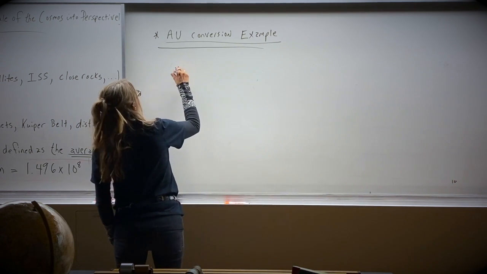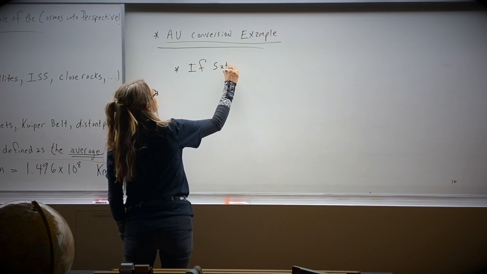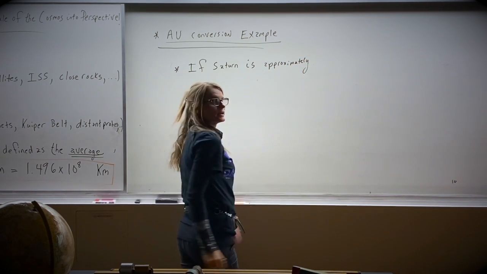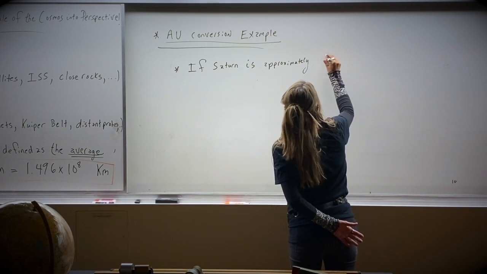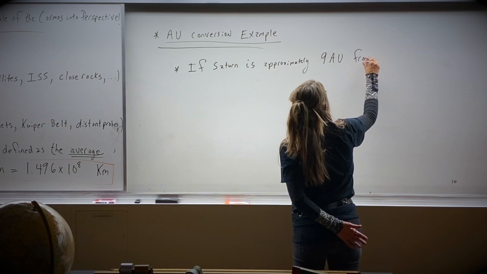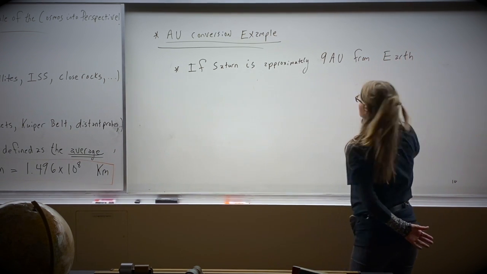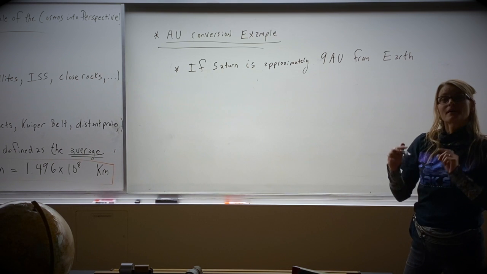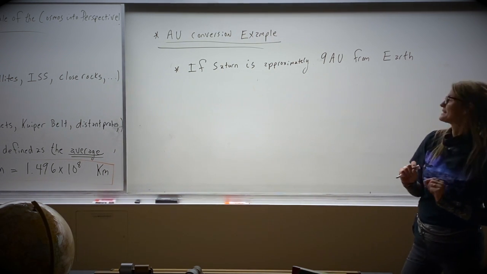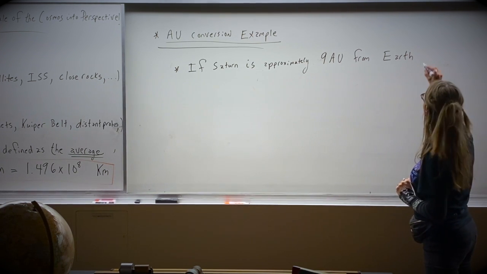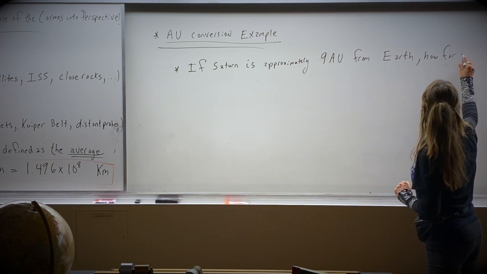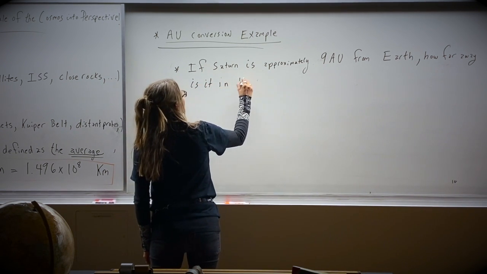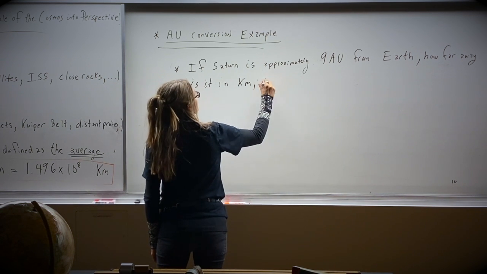Well, let's start with Saturn. If Saturn is approximately 9 AU from Earth, and we're just going to say its average distance because this fluctuates a lot. Sometimes it could get all the way up to 12 and 13 AU depending upon Saturn's orbit around the Sun and Earth's orbit around the Sun. So if Saturn is approximately 9 AU from Earth, how far away is it in kilometers?